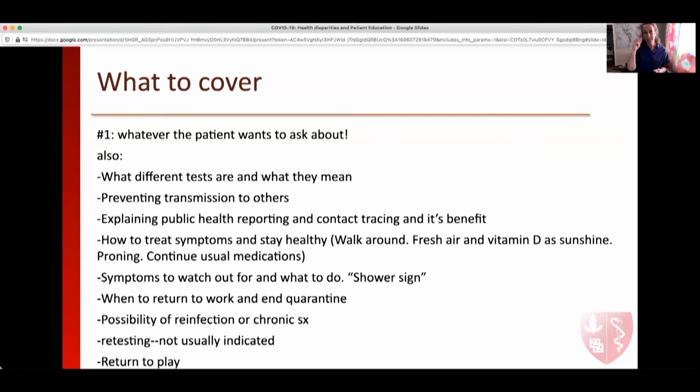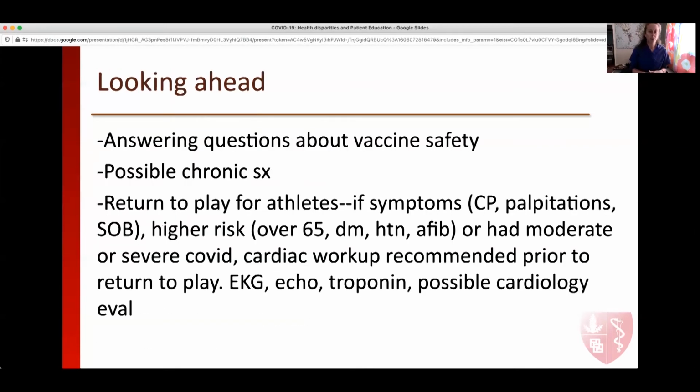The nasal PCR test is so sensitive that it will pick up tiny little bits of virus, even if it's completely not contagious anymore. So we don't usually recommend retesting. And then return to play, I want to address as well.